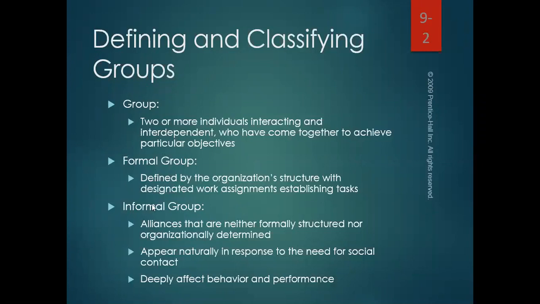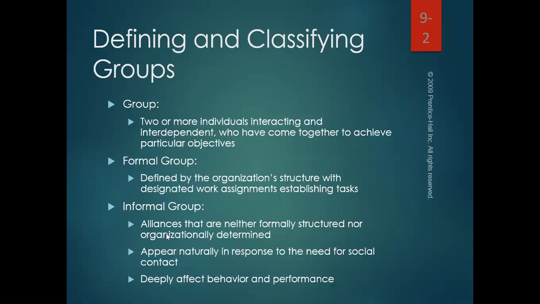Then there are two types: formal groups and informal groups. A formal group is defined by the organization structure, with designated work assignments establishing tasks. So this is a formal group which was established by the organization itself for any specific task, for any specific assignment, to work on that specific task or to achieve that specific objective.